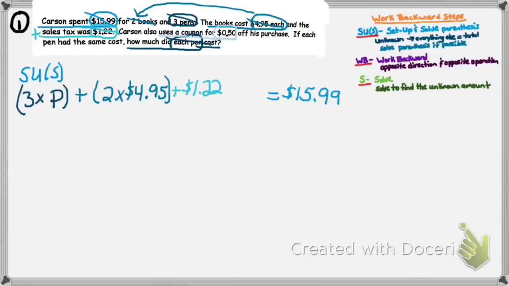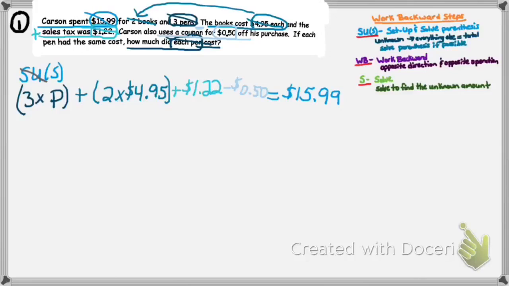Carson also uses a coupon for 50 cents off his purchase. When you use a coupon, do you have to pay more money, which is adding, or do you pay less money, which is subtracting? Well, a coupon saves you money, so I'll put a minus right over the word coupon. So I'm going to minus $0.50 since we save money for our coupon, and I'll cross that out in my problem.